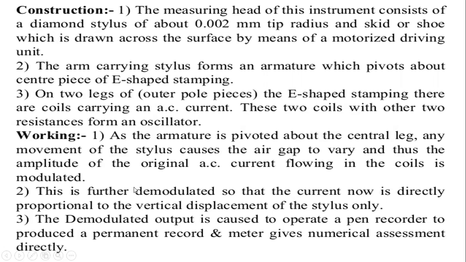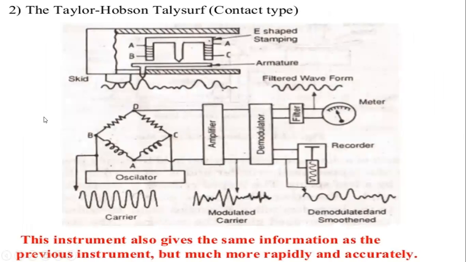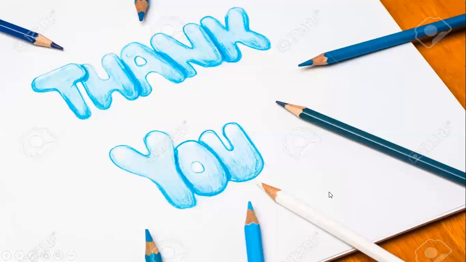So this is the working of the Taylor Hobson Talysurf. By this, I am ending this video lecture. These are the direct measuring instruments of the surface finish. In the next class, we are going to see the comparators, different types of comparators. Thank you.